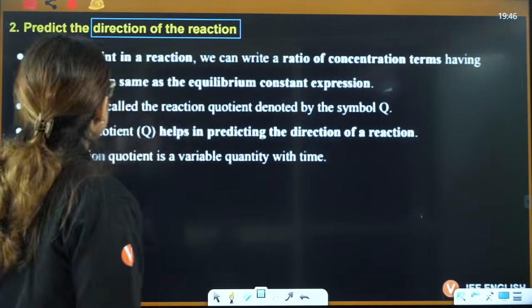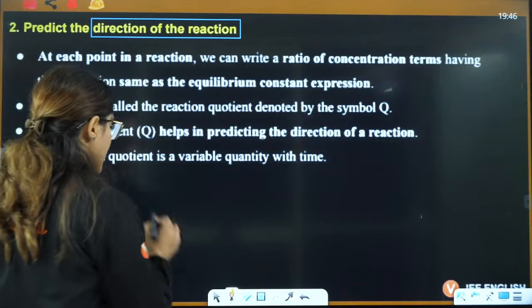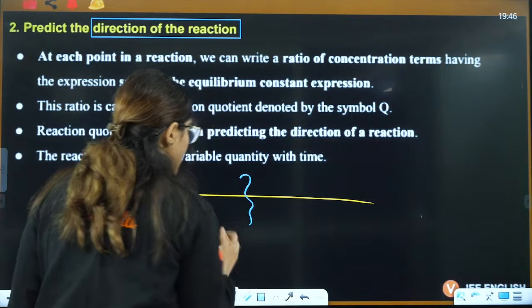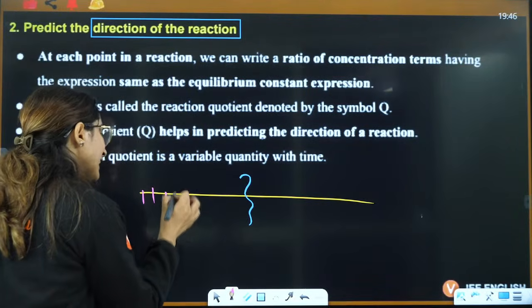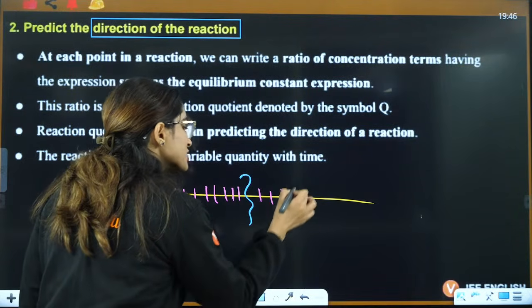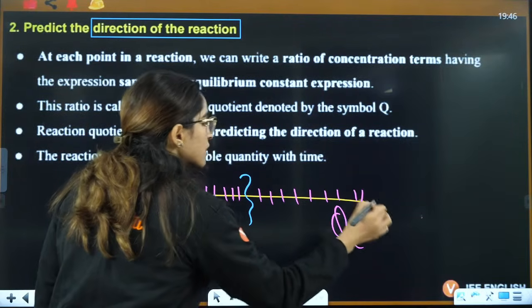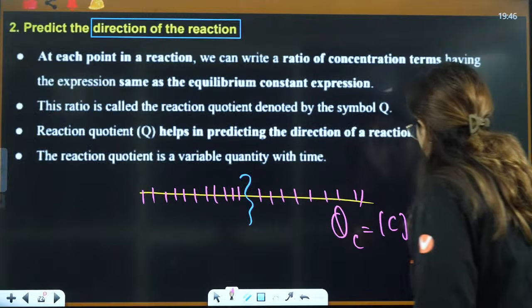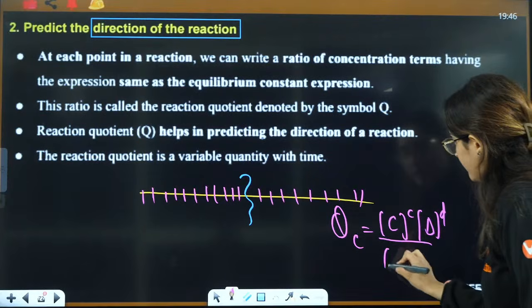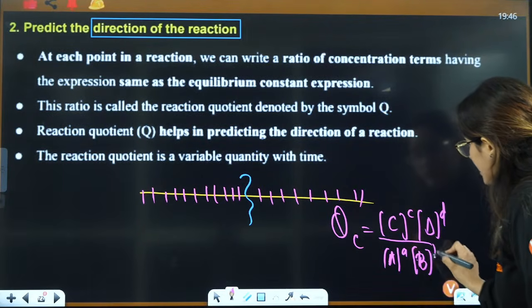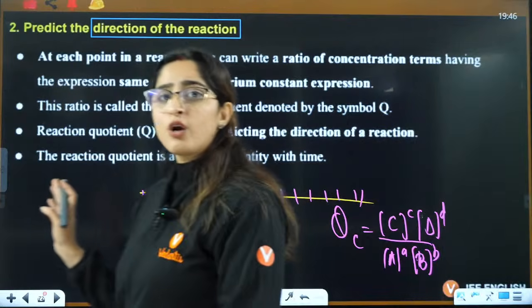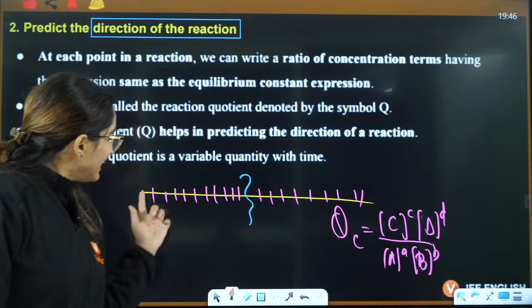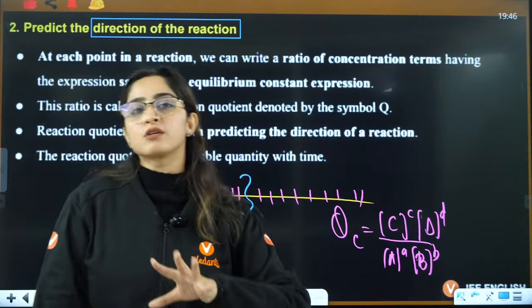Let's see that. At each point in the reaction, let's say this is the reaction and this is the point of equilibrium. Apart from equilibrium, at each point, when you put the concentration value, that is Qc. The formula of Qc and Kc is the same. Qc is also [C]^c [D]^d divided by [A]^a [B]^b. The formula is not different. If you put equilibrium concentration, that is the equilibrium constant. If you put any other concentration apart from equilibrium, that is called Qc.